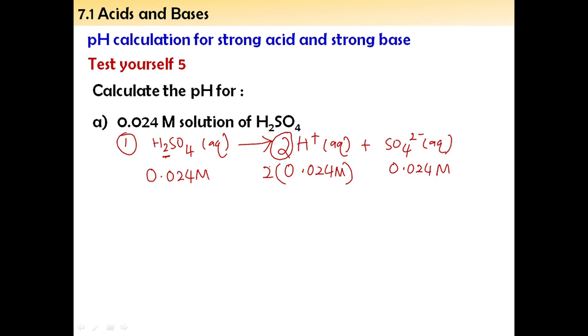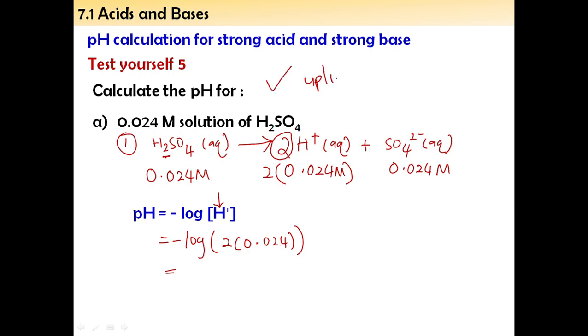Sebab kita nak kira pH, kita kena ambil concentration H+. Jadi sekarang kita masukkan, sebab kita dah tahu, ambil ni. 2 darab 0.024. Okay, tekan kalkulator semua orang sampai you dapat jawapan berapa. Tolong siapkan dan upload your answer. Okay. So, this is untuk A, kena buatlah. Okay. So, saya tulis kat sini. Kena buat untuk A. Okay, A siapkan.